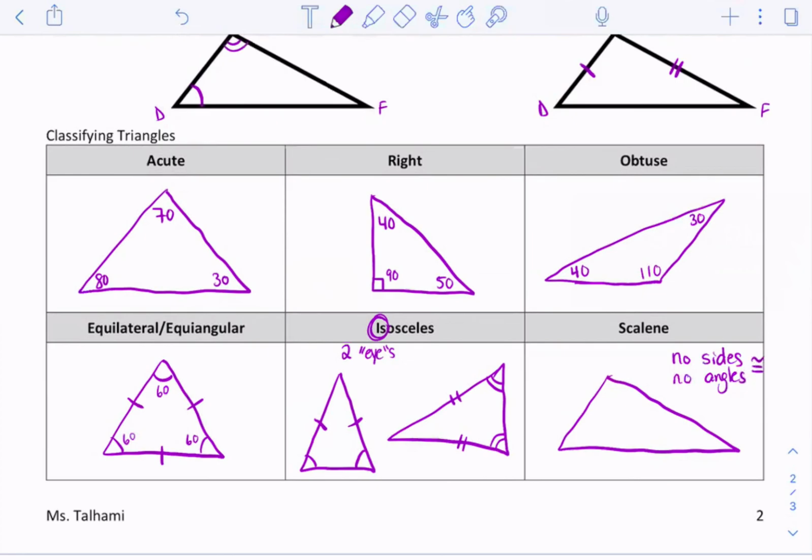Okay? So very important for you guys to recall this information. That's just a nice easy start to our geometry review.